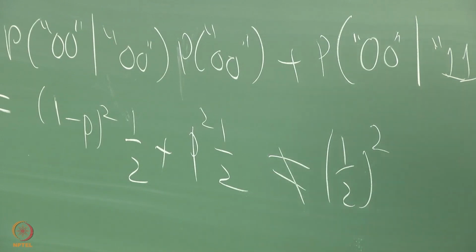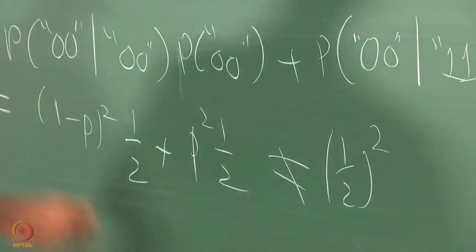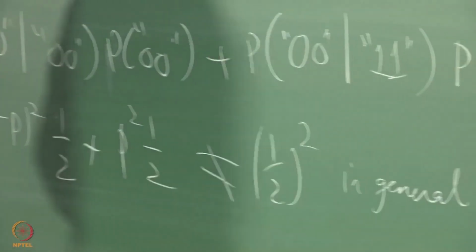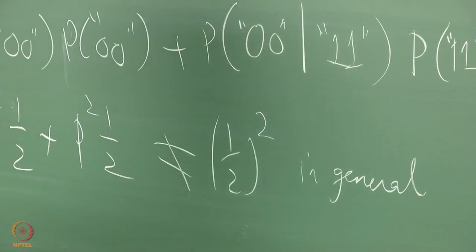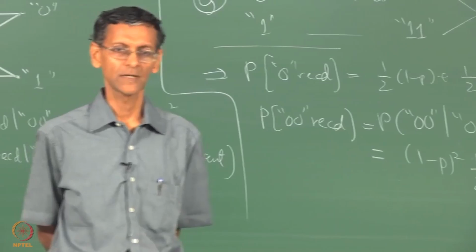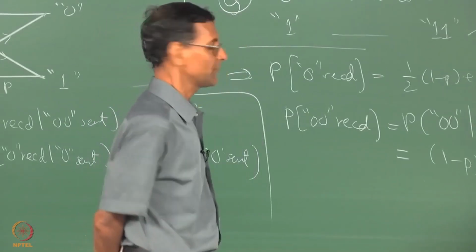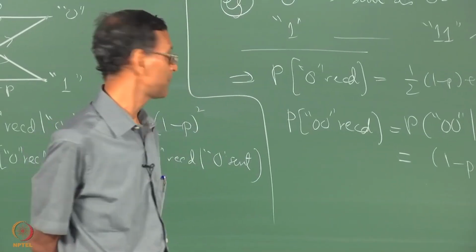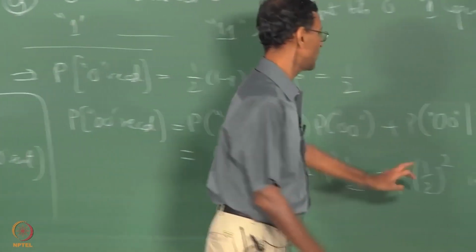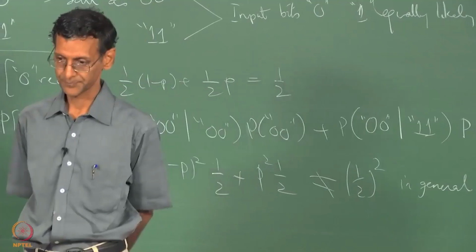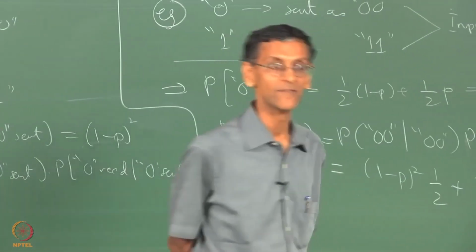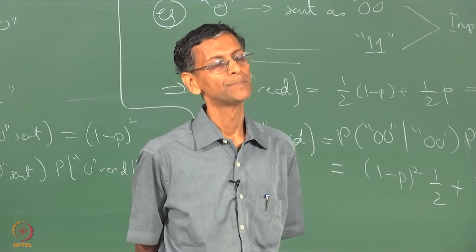In general, it is not equal to this, especially if p is high. You would like this p to be very close to 0 actually. So if you allow a small value of p, for example, you can easily see that this is not going to be half squared. In fact, if p is very small, it will be close to half, not half squared.